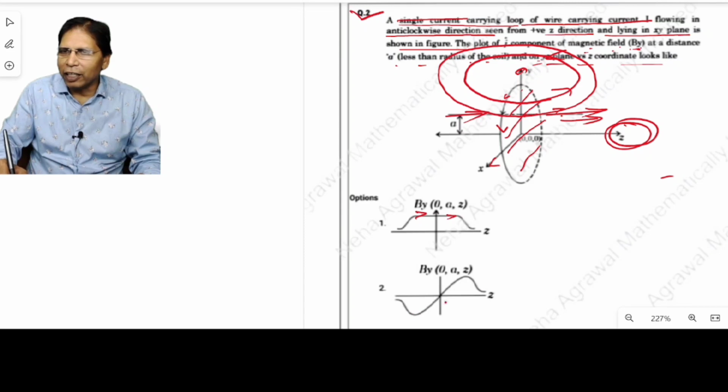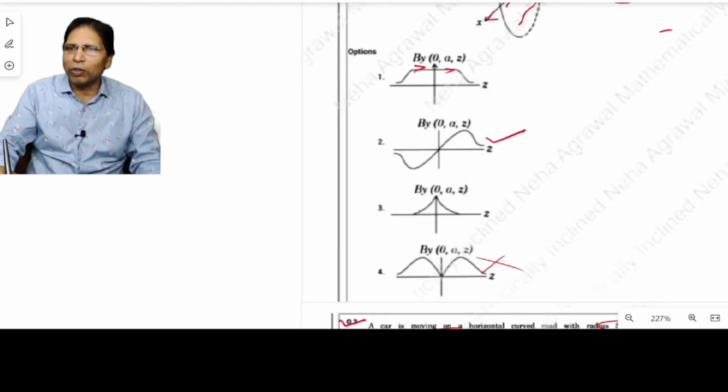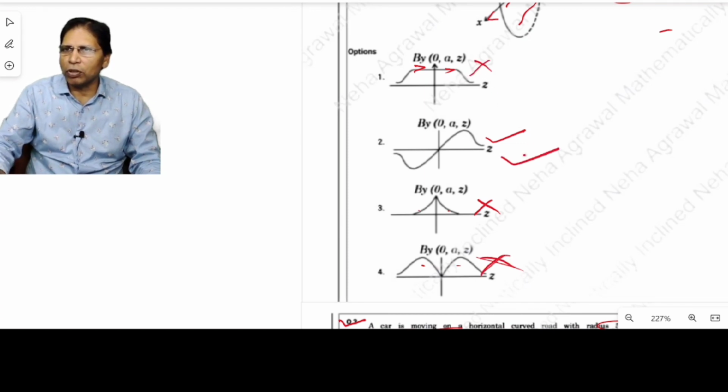This is the negative direction and this is the positive direction, so the graph looks like that. This one is also positive, this positive. No, that's not correct. This positive is not correct. This is positive but not correct, so this option is correct.